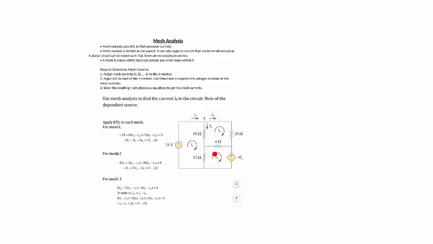Now for the third mesh, it will be 4 into I3 minus I1, I2 plus 4 I0. Note the value for I0: sum of current entering is equal to sum of current leaving, so this will become I1 minus I2.